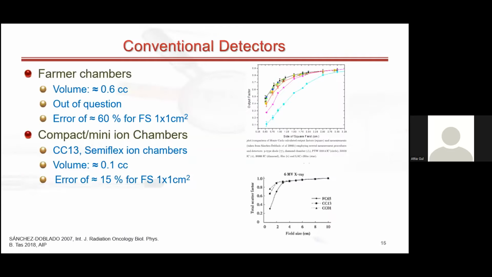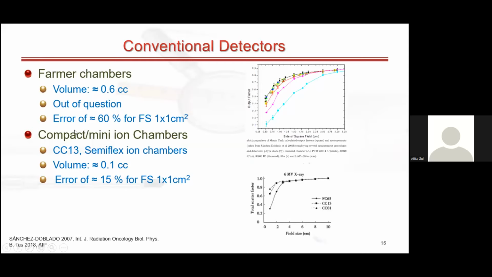So if we go into detail of these detectors, let us start from conventional detectors. All of us must be using Farmer chambers for our routine reference dosimetry in our clinics. We know that its volume is very large, that is up to about 0.6 cc. So using this chamber in small fields is out of the question. It can give an error of up to 60% for a field size of 1 by 1 centimeter square.